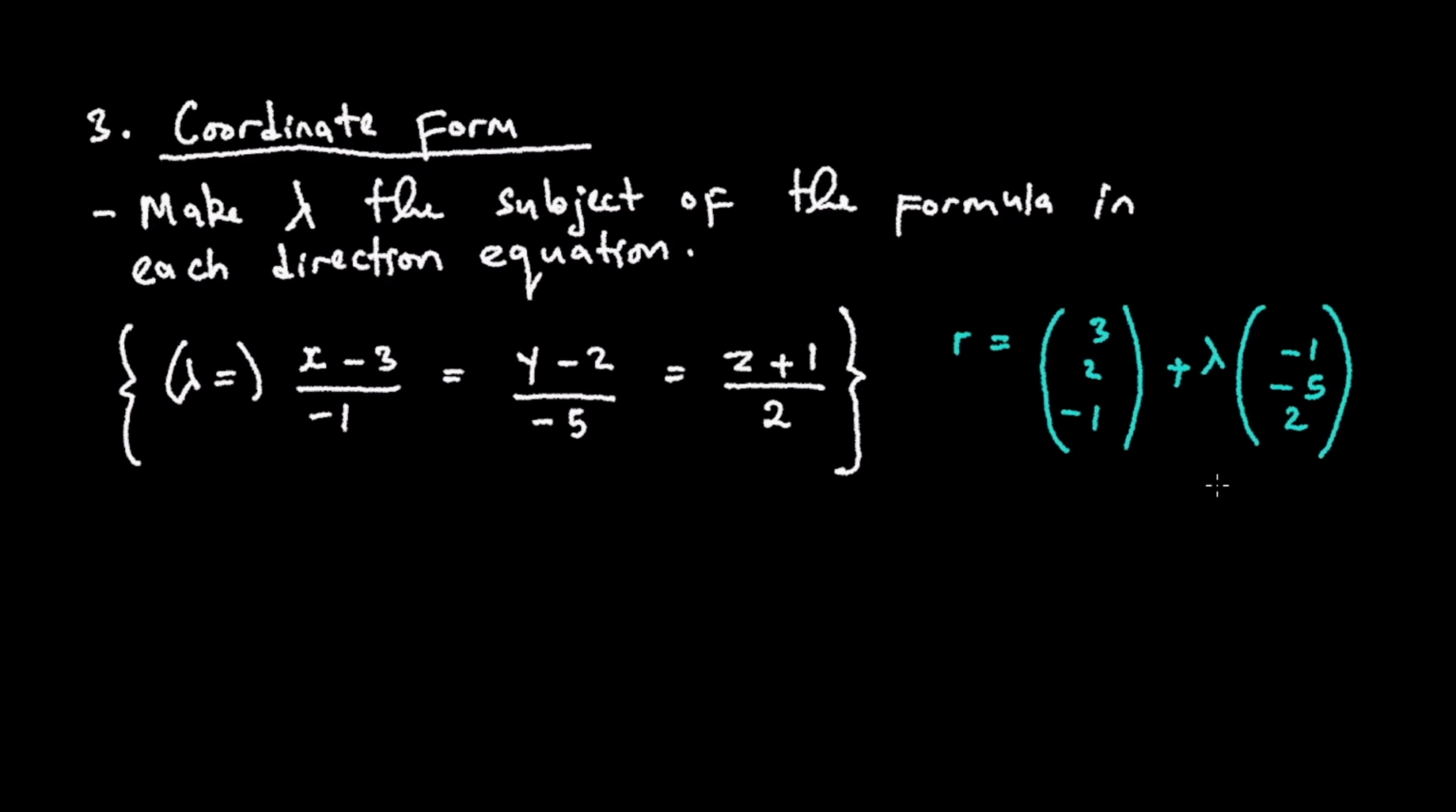Saka panapa manje, we want to make lambda the subject of formula. Saka, how are we going to go about it? To make our life a lot easier, let us take this and make it parametric. Saka parametric turns out it's easier. Then z is equal to minus 1 plus 2 lambda.